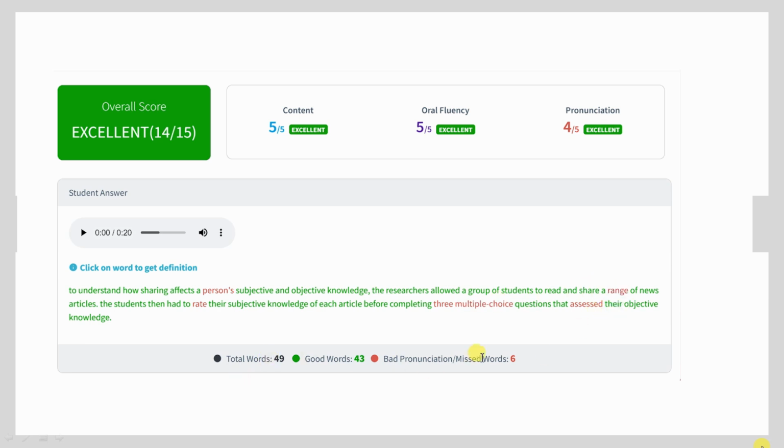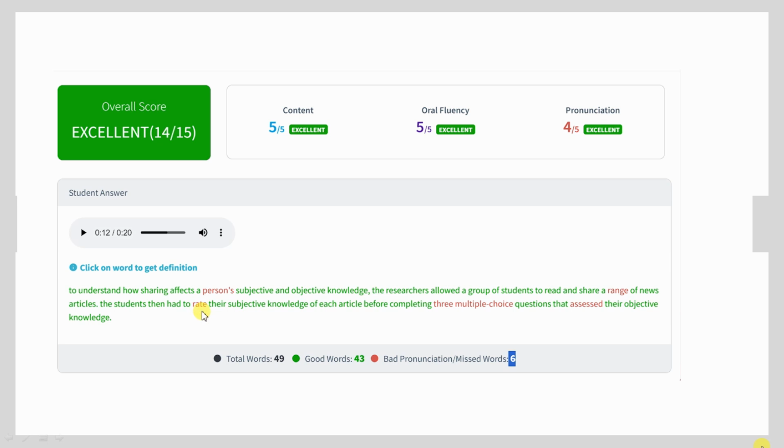How many bad words are there? Six bad words. Now let's check whether I missed these words, or did I not pronounce them well? Let's check. "To understand how sharing affects a person's subject." Yes, a person's, I said it like that. Then objective knowledge. "The researchers allowed a group of students to read and share a range of news articles." A range of news articles, I even said that also. "The students then had to rate their subject."